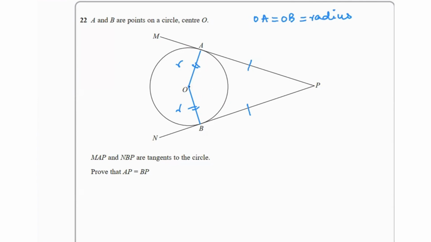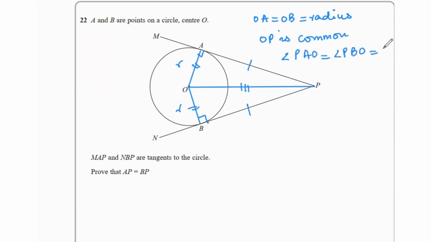Second thing is that the line OP is common between both these triangles. So OP is common. So this is another equal length. So we have two equal lengths so far. And the third thing is that a tangent makes a 90-degree angle with the radius. So angle PAO equals angle PBO, which is 90 degrees.